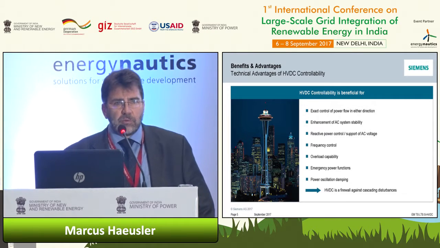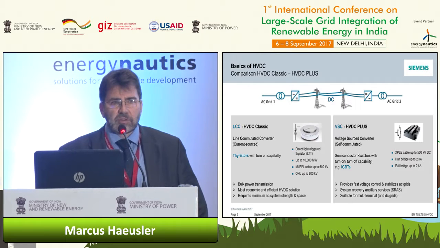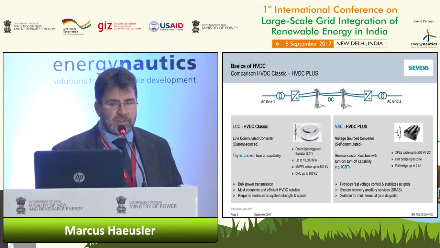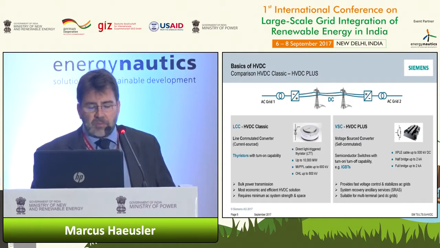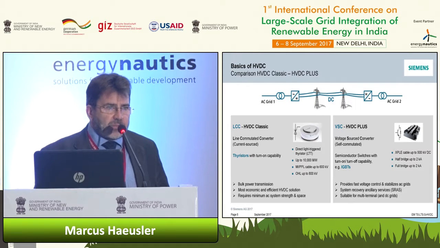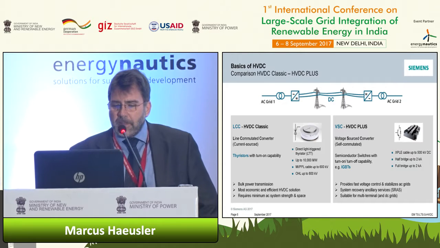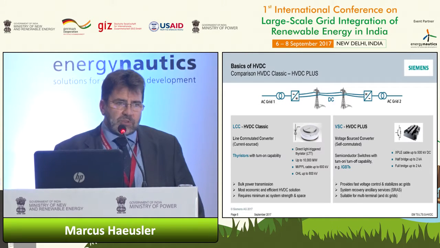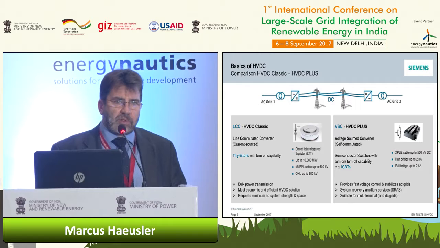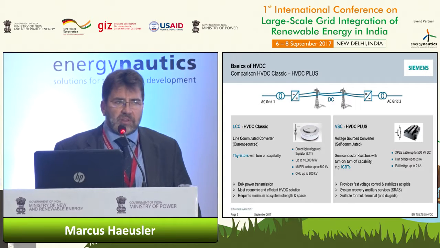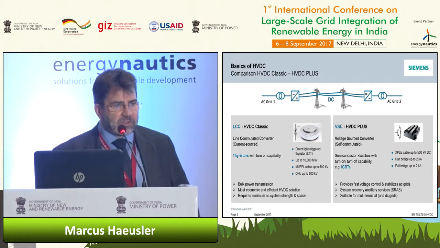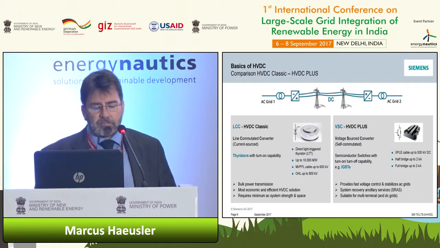Let's look at the two major technologies nowadays on the market for HVDC. On the left side, you see the thyristor-based so-called line commutated converter technology, based on thyristors, which have been on the market since the end of the 60s of last century. We have the possibility to construct bipolar systems with capabilities of reaching up to 10 gigawatt per system. So it's a very powerful system.